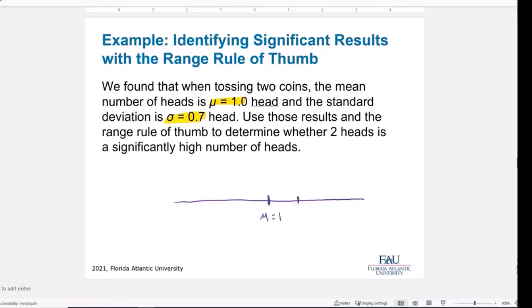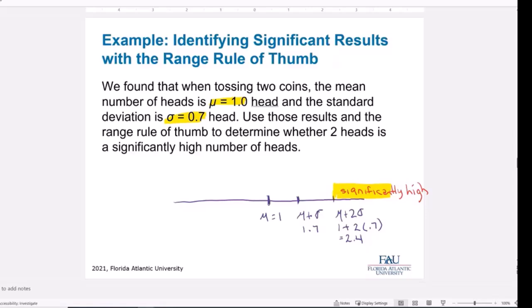Then I have mu plus 1 standard deviation is equal to 1.7. And mu plus 2 standard deviations is 1 plus 2 times 0.7. This is equal to 2.4. And anything 2.4 or above would be considered significantly high.